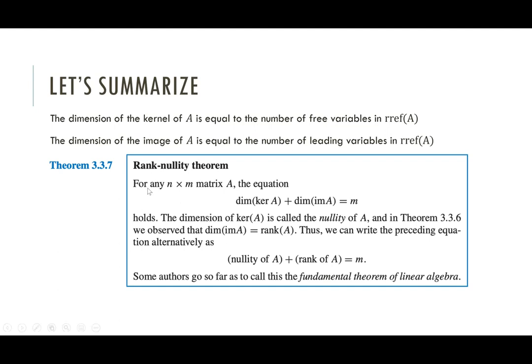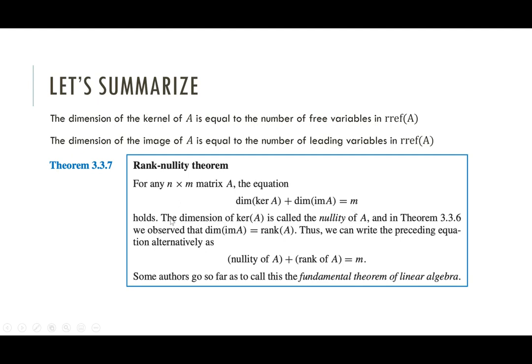This theorem says if you have some n by m matrix, so the number of columns, or variables in the matrix, is m, then we have this equation that the dimension of the kernel plus the dimension of the image is equal to m. Basically, the number of free variables plus the number of leading variables is the number of total variables.